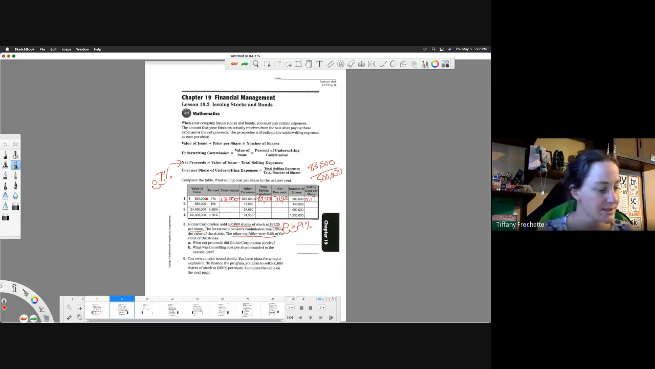So number 6, I want to say, so you own a major sound studio. You have plans for a major expansion. To finance the program, you plan to sell 500,000 shares of stock at $40 per share. Complete the table on the next page. So the first bit that we need to pay attention to is the only information they're actually giving us here. We're selling 500,000 shares at $40 per share.